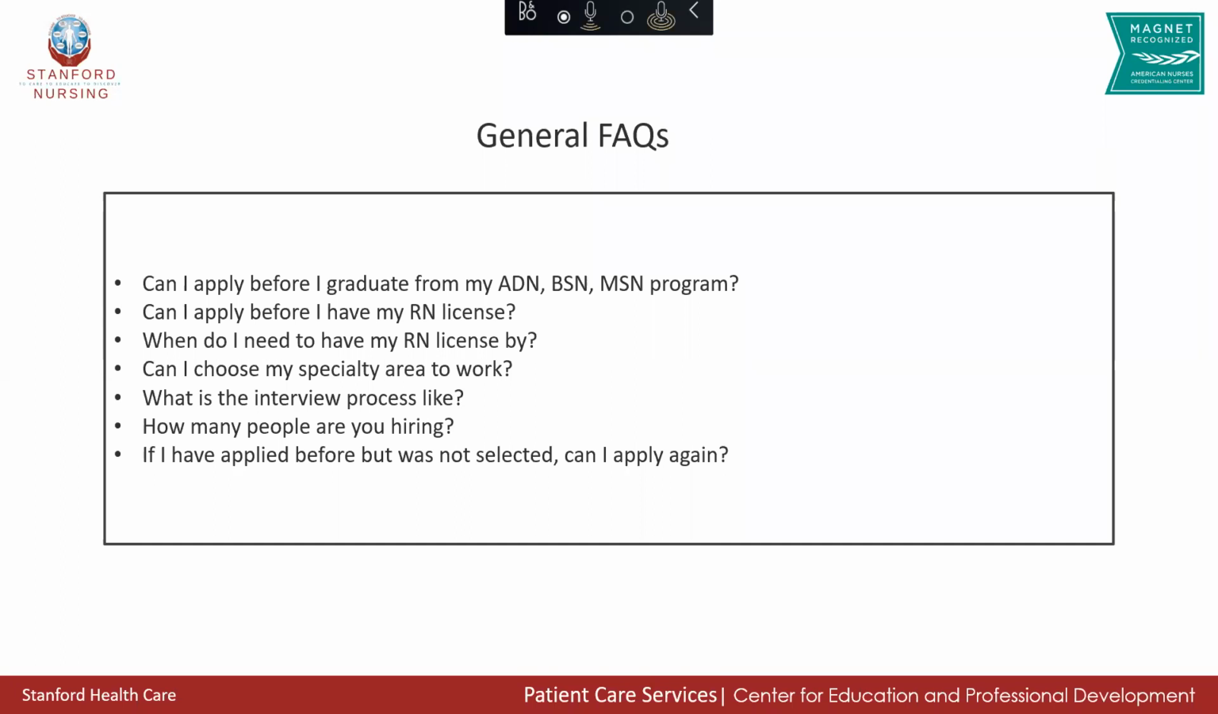How many people are we hiring? We are looking to hire around 100 for the March cohort. If I have applied before but was not selected, can I apply again? Yes.